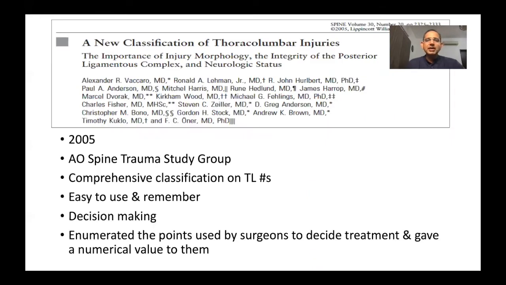Now, by the time I began to understand the load sharing classification, Alex Vaccaro and the AO Spine Trauma Study Group came up with a very comprehensive classification of thoracolumbar fractures. It was easy to use and remember. It helped in the decision-making process, and it actually enumerated the points that were used by the surgeons to decide the treatment and gave a numerical value to these important points.